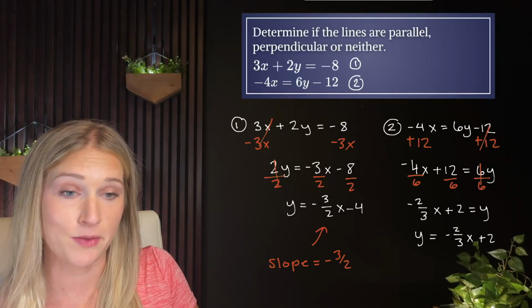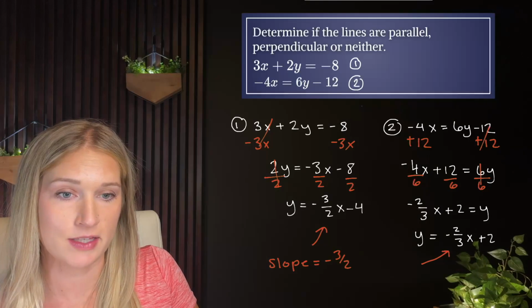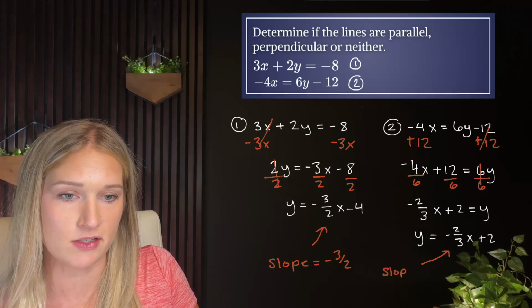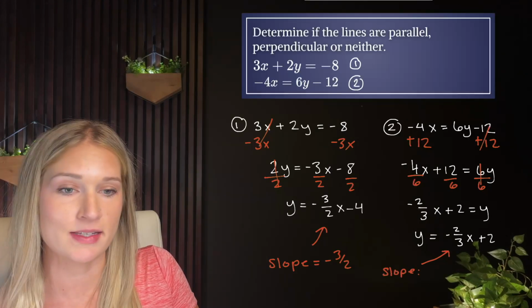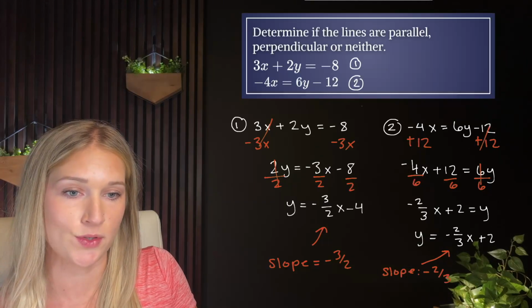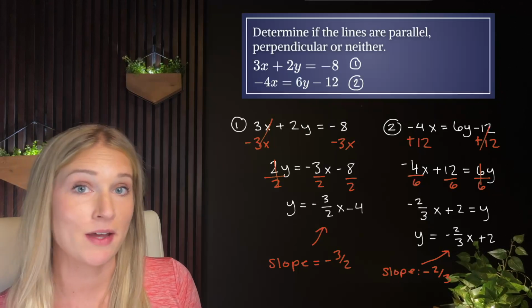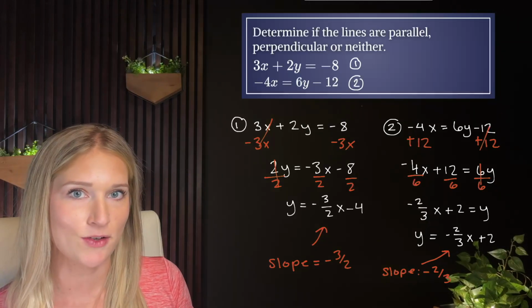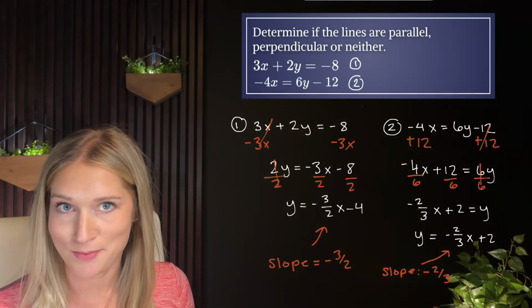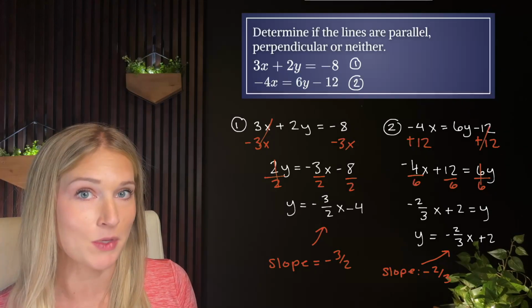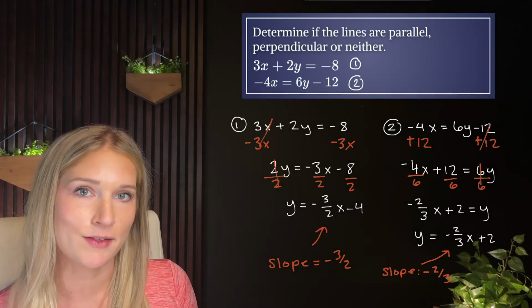Now that I have my equation in slope-intercept form, I can look at that coefficient on x to find the slope of this line, which is -2/3. So now that I've found the slope of each line, I compare them. Remember, parallel lines have the same slope. Well, these two slopes are not the same. They're very similar, but they're not the same. So my lines are not parallel.